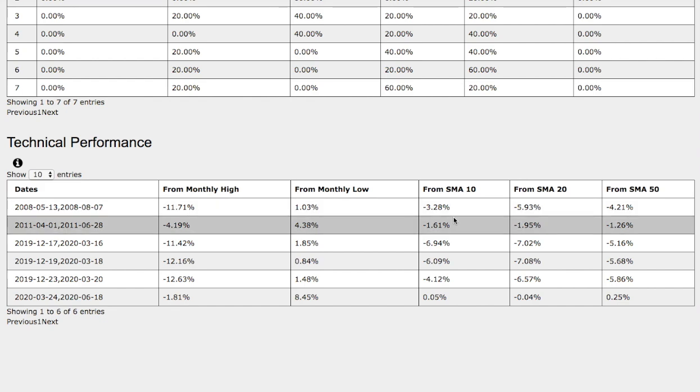Compared to the 10-day simple moving average, back then it was down 1.6%, compare that to the trend that we're in right now, up 5 basis points. And on the 50-day moving average, back then it was down 1.3% from the 50-day simple moving average. Compare that to the trend we're in, which is up 25 basis points.